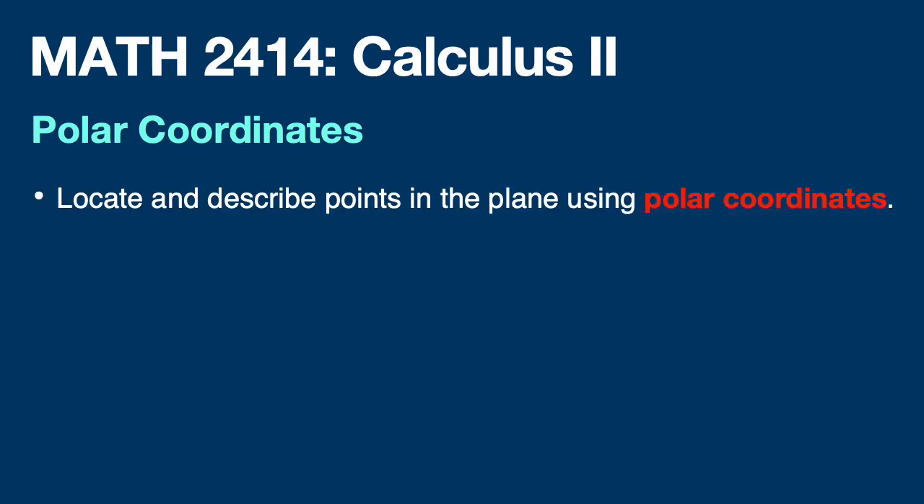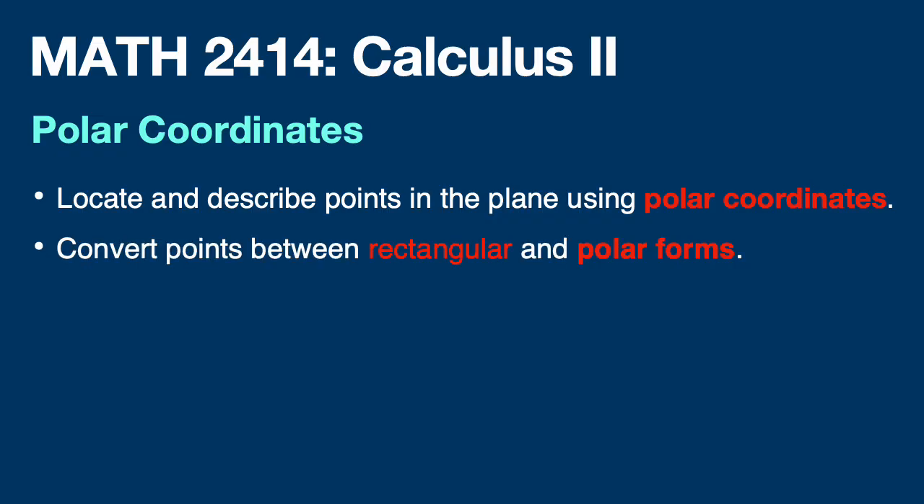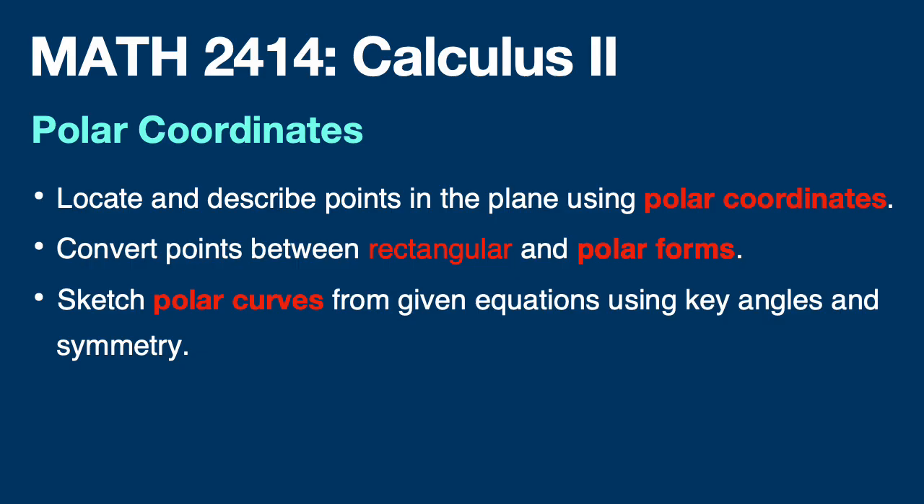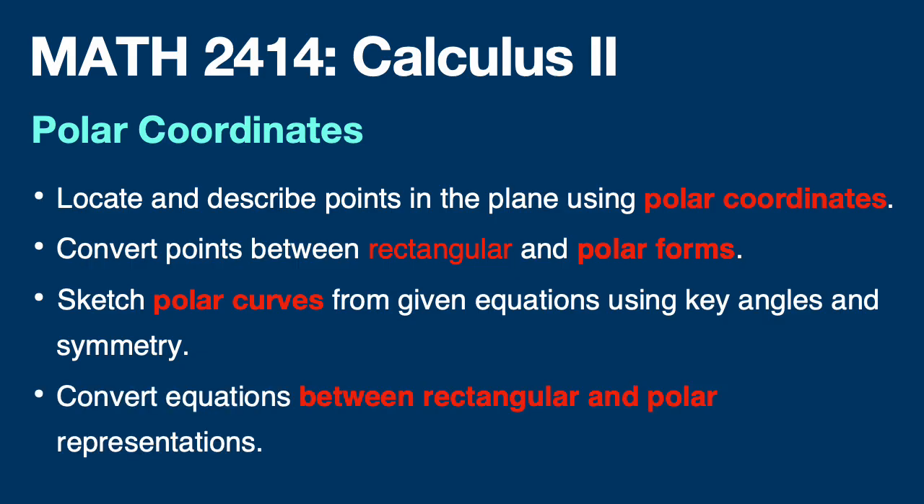So first, we're gonna locate and describe points in the coordinate plane using polar coordinates. Second, convert points between rectangular coordinate and polar coordinate form. Third, we sketch polar curves from a given equation using key angles and symmetry. And finally, we convert the equation between rectangular coordinate and polar coordinate. Let's get started with polar coordinates.